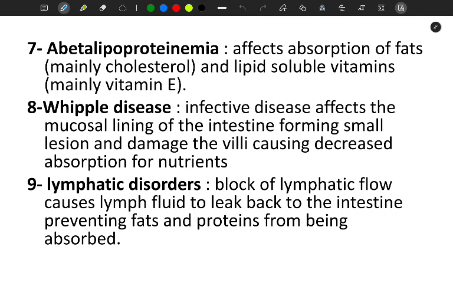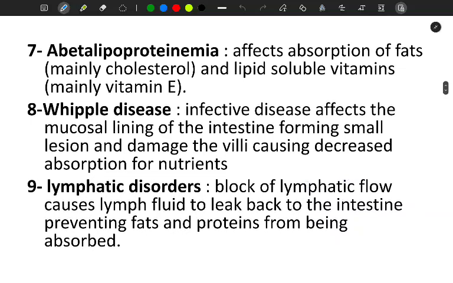So it's an autosomal recessive disease. There is a defect in the synthesis of beta lipoprotein, which is quite important in the absorption of chylomicrons and eventually the lipid-soluble vitamins, A, D, E, K.